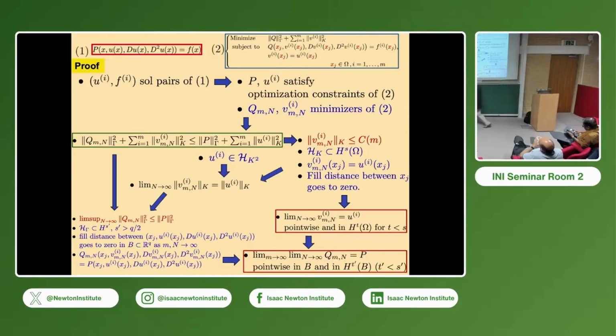So the RKHS space defined by the kernel gamma is continuously embedded in HS prime for some S prime greater than the input space of P over 2. The fill distance between the partially observed input data points of P goes to 0 in a subset of the input space of P as M and N go to infinity. Those Qs and Ps are equal to each other at collocation points, and the VIs go to the UIs as N goes to infinity, and then you get convergence, right? So the rest is kind of classical. It's technical if you have seen this kind of proofs before, but there is nothing special about it.